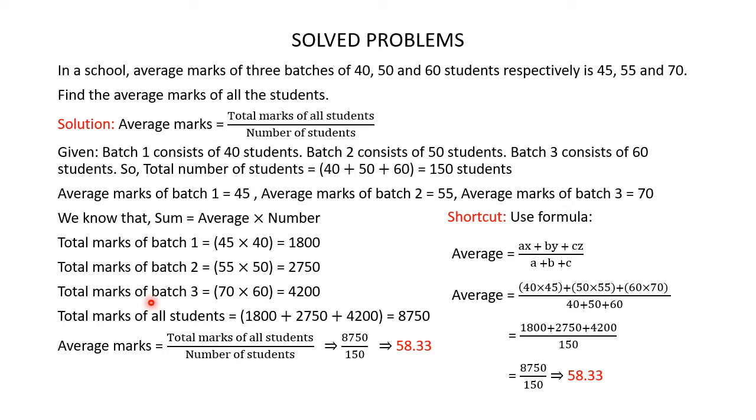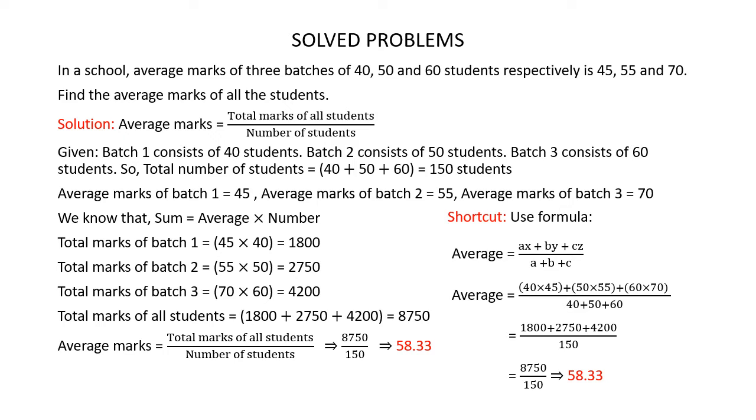Similarly, total marks of batch 3 is equal to average marks of batch 3 multiplied by number of students in batch 3. This is 70 multiplied by 60, which gives us 4200. Now, the total marks of all the students is 1800 plus 2750 plus 4200, which is 8750.